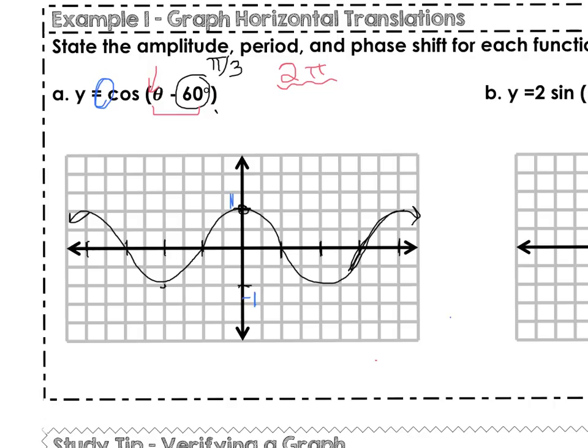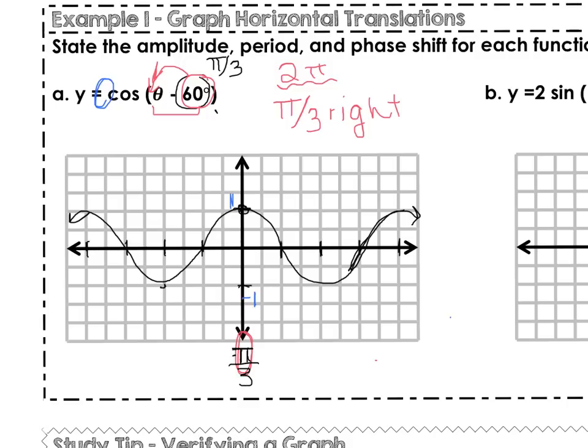Now, to calculate the phase shift, I'm going to take this value here of pi over 3 and divide it by my b value of 1. Because my b value is 1, I'm just knowing that pi over 3 is my horizontal translation. Whenever it's negative, I know I'm going pi over 3 units to the right. So now, instead of this x value here being 0, this is actually going to be pi over 3 because this is going to get moved pi over 3 units to the right. We're now going to be starting at the top of my curve at pi over 3.